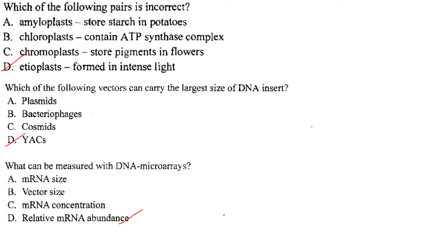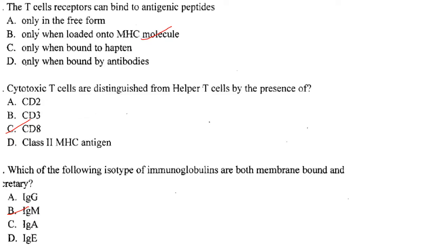Then which of the following vectors can carry the largest size of DNA insert? It is yeast artificial chromosome or YACs. That is answer D. What can be measured with DNA microarray? So it is the relative mRNA abundance that can be measured by DNA microarray. That is option D. Then the T cell receptor can bind to antigenic peptide only when loaded onto MHC molecule. This is also a repeated question. Then cytotoxic T cells are distinguished from helper T cells by the presence of CD8. This is also a repeated question.